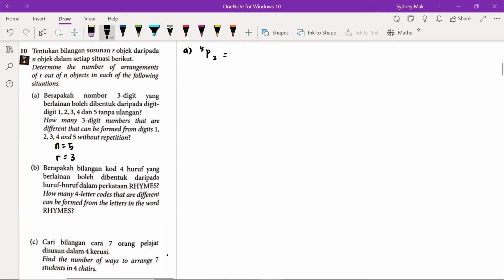To find the answer, we can use the formula or we can use the calculator. In terms of formula, we take 5 factorial divided by 5 minus 3 factorial, which is 2 factorial. So we write 5, 4, 3, 2 factorial, so that we can simplify with the 2 factorial in the denominator. We're left with 5 times 4 times 3, so we have 60 as the answer. This is through the formula.